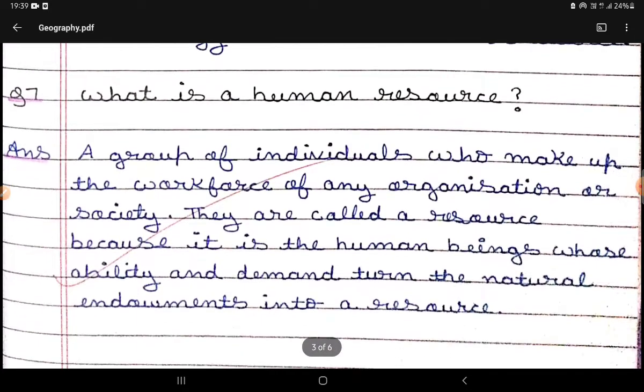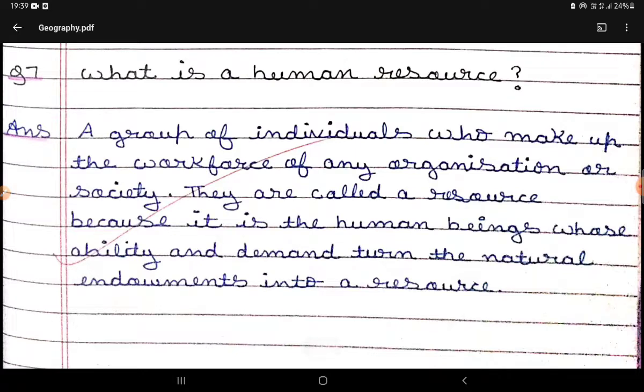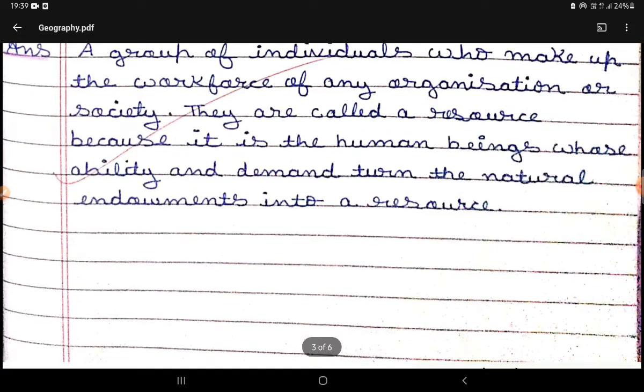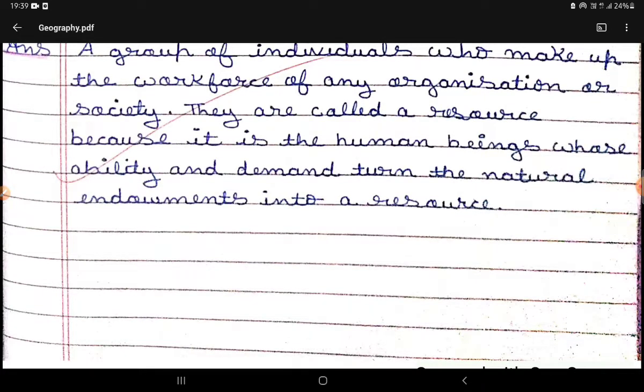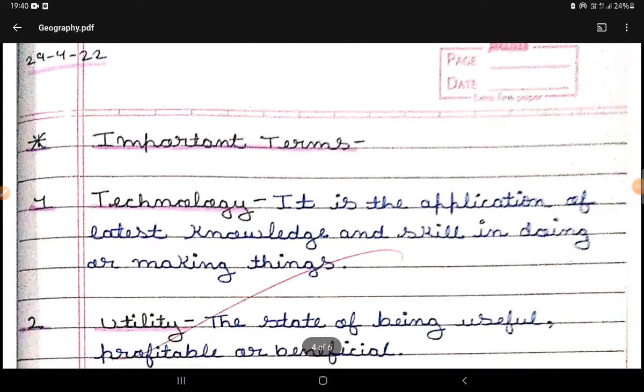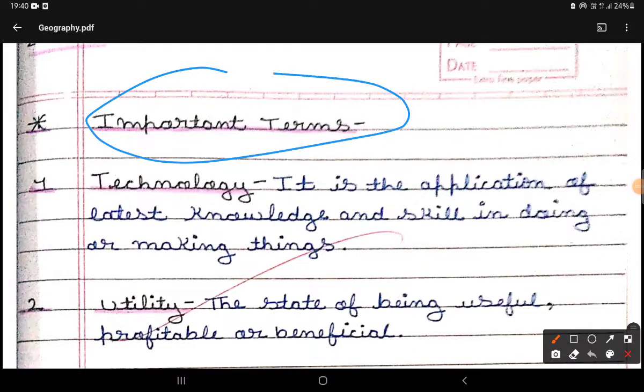What is a human resource? A group of individuals who can make up the workforce of any organization or society. They are called a resource because it is the human being whose ability and demand turn the natural endowments into a resource. Important terms, let's discuss some important terms.